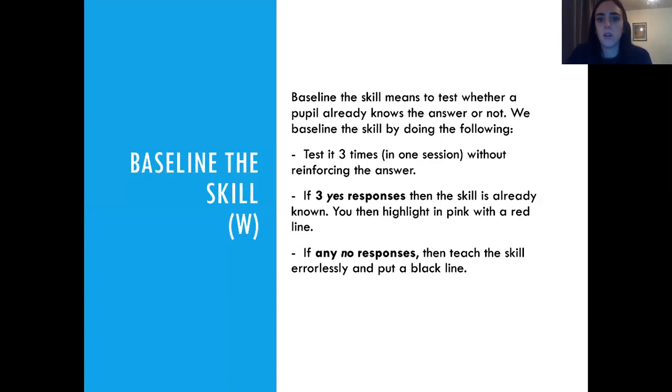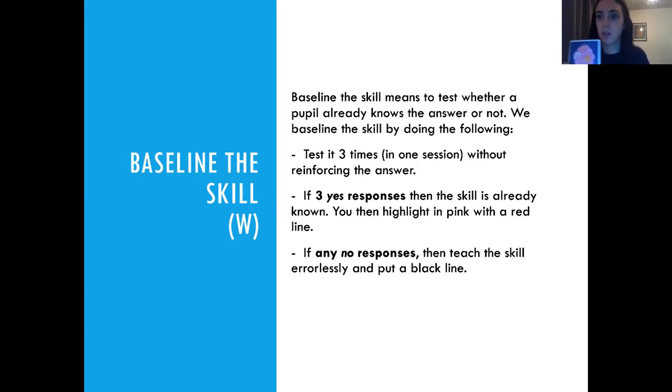All right. So when we're first introducing a skill, what we do is we baseline that skill. So this is a brand new target that you're introducing for this pupil. What you're doing when you're baselining a skill is checking to see if the pupil already knows it or not. So we baseline a skill by doing the following. In one session, you're going to test that skill 3 times without reinforcing the answer.